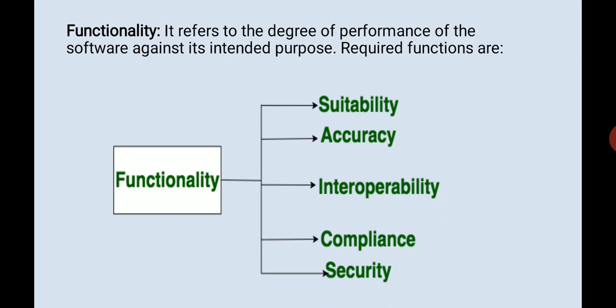What are the various functions? Suitability, accuracy, interoperability, compliance, and security. See, the first one is suitability. Now, what is suitability? As the name suggests, how suitable the software that you made is to the scenario or the work for which it was developed. Say if it is an attendance system or software designed for biometrics, how suitable is it for that, right? If it is an ERP system, then you see how suitable it is to the work. So this is suitability.